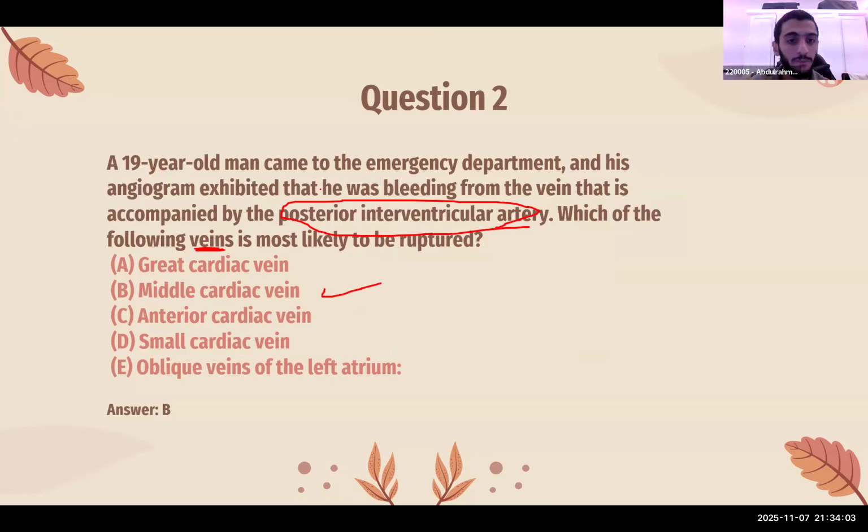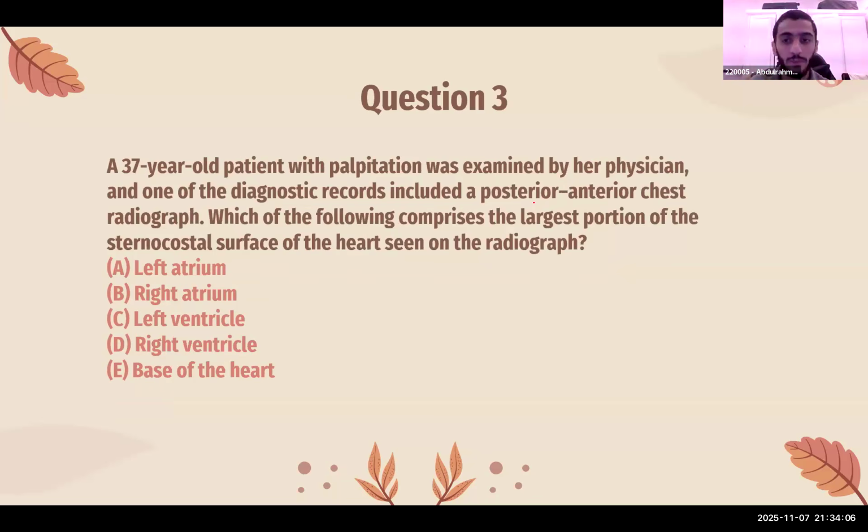Okay, so we have a patient here who has a posterior anterior chest radiograph. Which of the following composes the largest portion of the sternocostal surface? The sternocostal surface is the anterior surface of the heart, and it's D, the right ventricle. That's correct. So again, if you want to remember, the right ventricle is the most anterior, and the opposite is the left atria, which is going to be the most posterior. This one gets injured in trauma. This one compresses the esophagus.